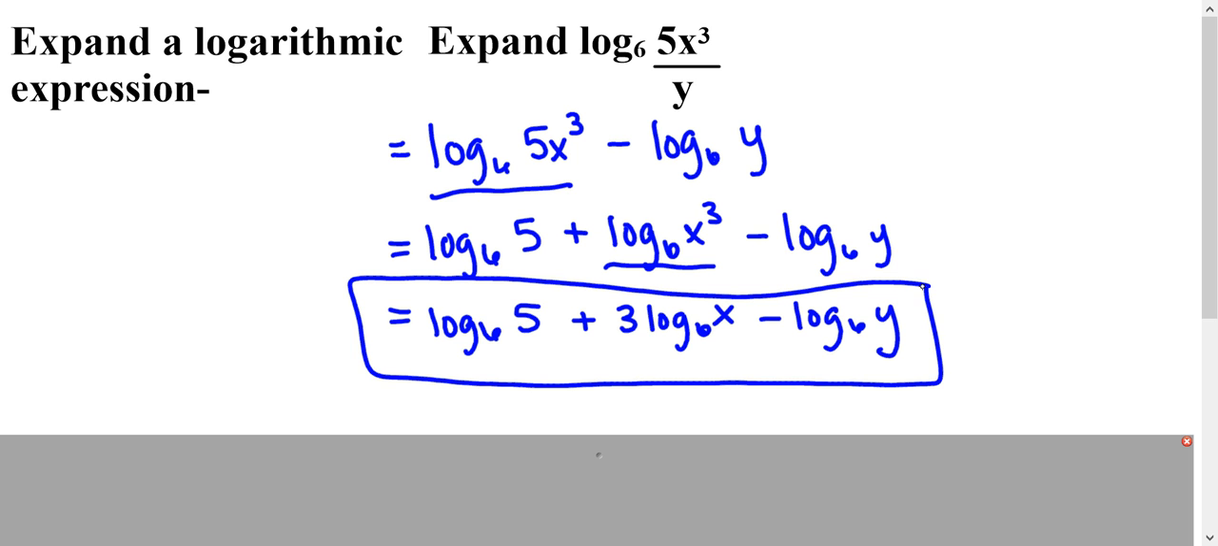Now you might have arrived there faster, but I like to do things one step at a time. That way I make sure I don't skip any steps and I don't make any mistakes. So like I said, I would always separate the division first, then the multiplication, then the powers. That's the order I would go in if you have multiple properties to use. So that's how we expand an expression. Let's try one more example.